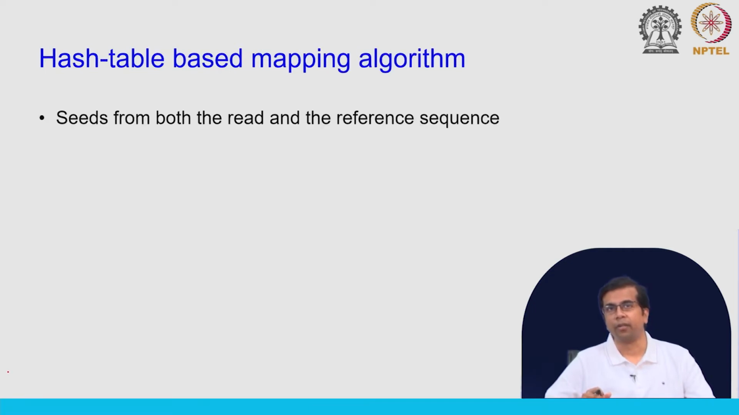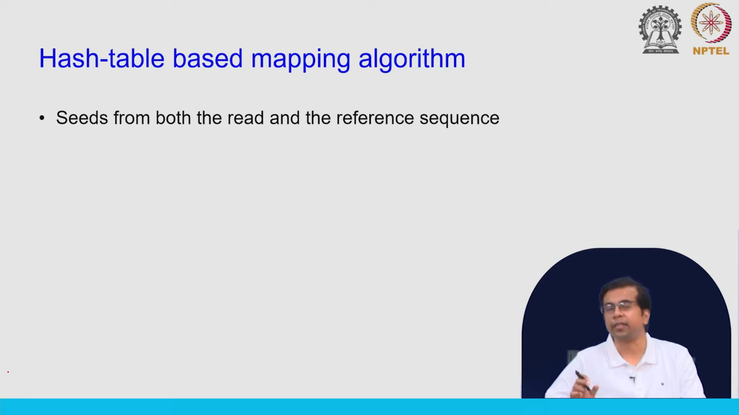Okay. So, how does it differ from whatever we have discussed so far, BLAST and BLAT? The major idea in the hash table based mapping algorithm is that we build seeds from both the read and the reference sequence. Okay. So, compared to BLAST, where we build seeds only from the read, or compared to BLAT, where we build the seeds from the reference sequence, here we build seeds from both the read and the reference sequence.